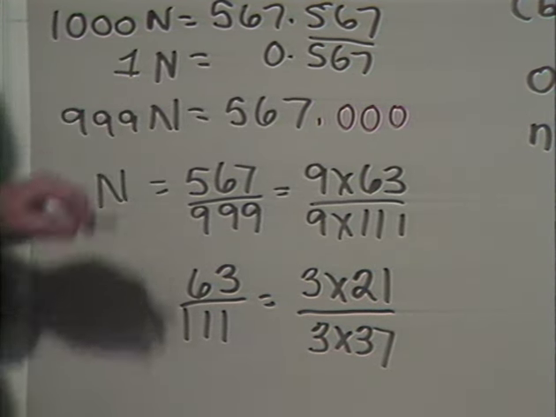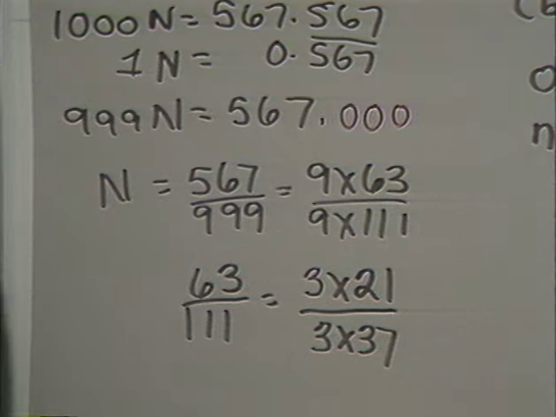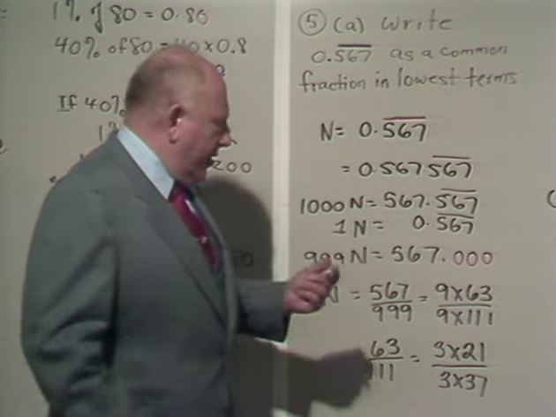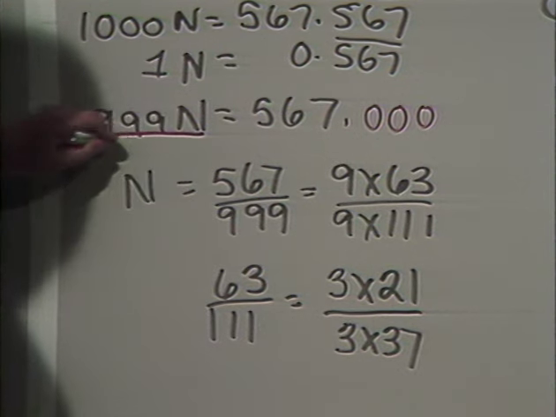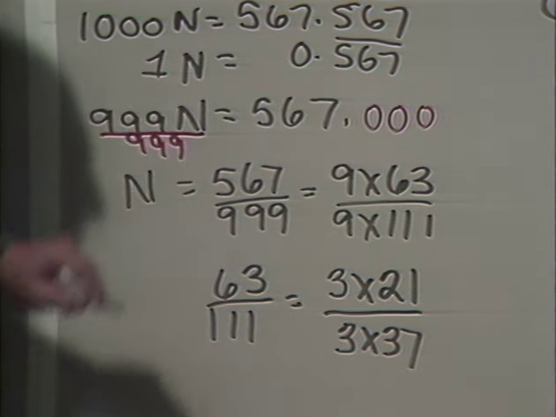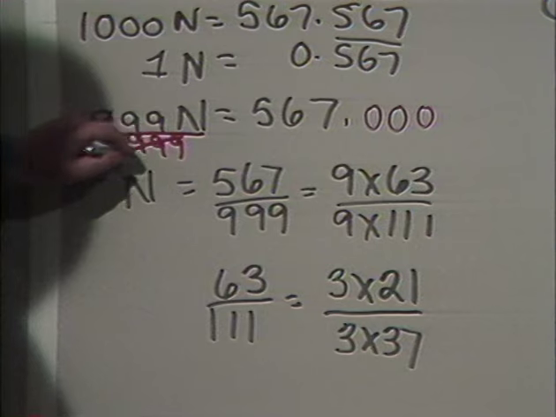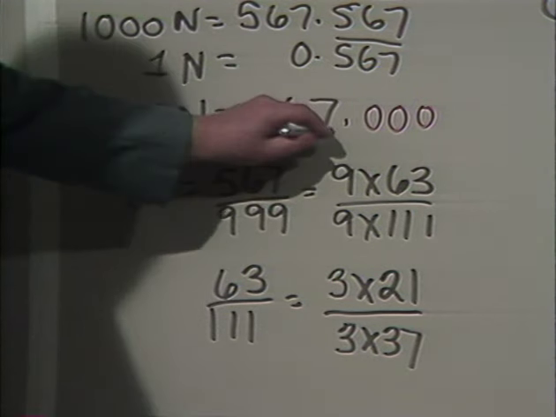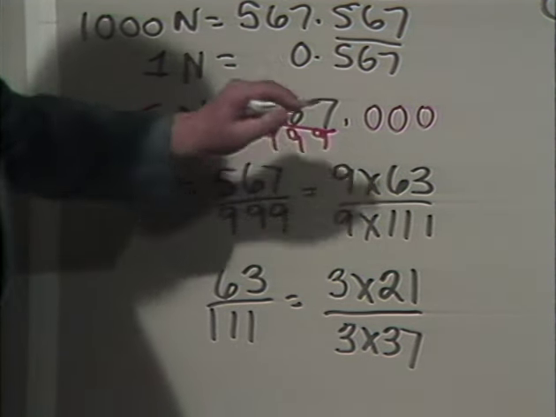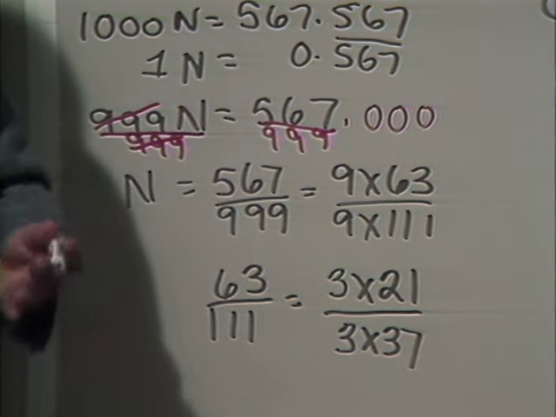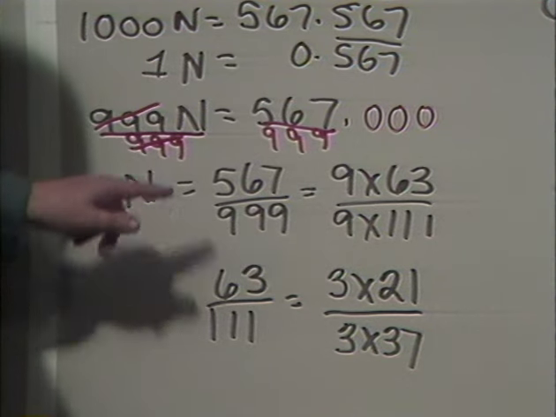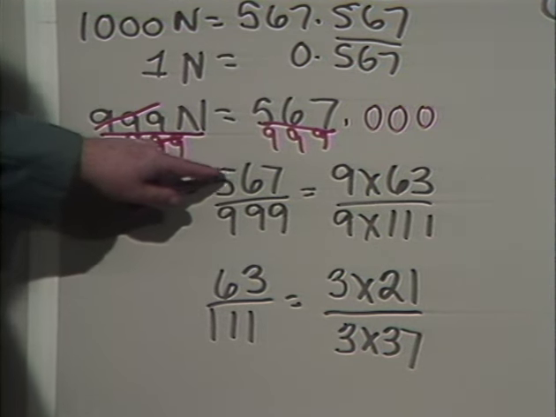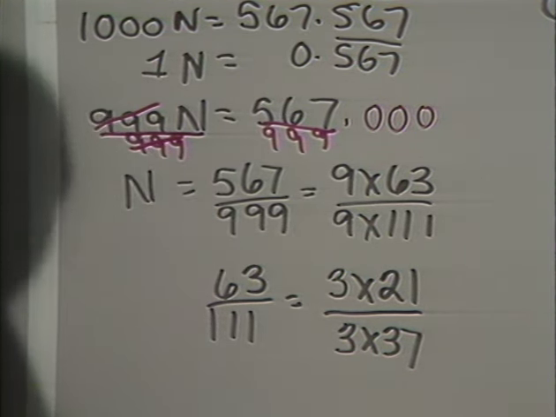In fact, the easiest way to do this is by a technique that we will often use later in algebra courses. The 999 is multiplying the n. To get rid of multiplying by 999, we divide by 999. That cancels. But if you divide by 999 on one side of the equal sign, to keep the seesaw balanced, you have to divide by 999 on the other side. But no matter how you do this, it comes out to be 567 over 999.